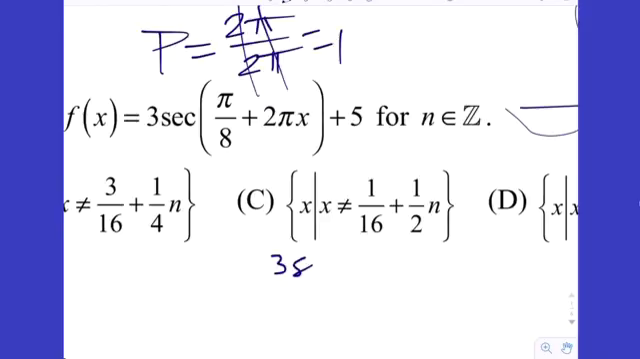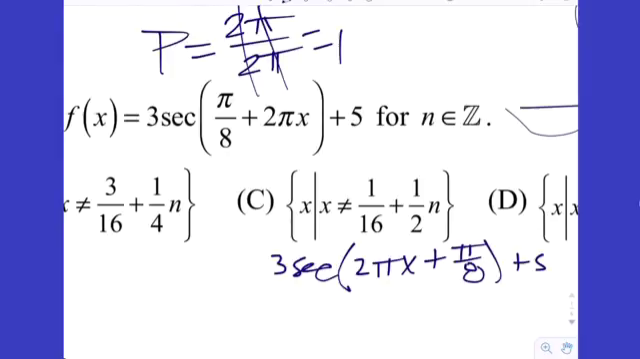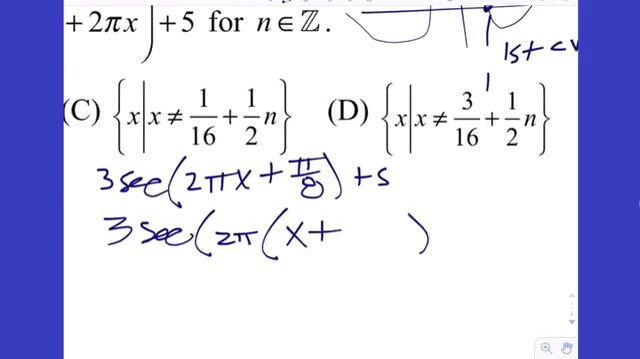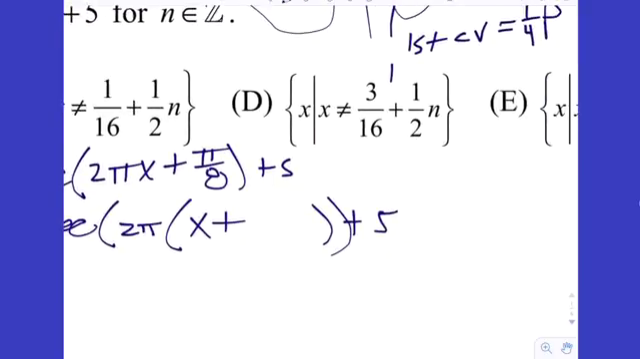So here we go. 3 secant of. I am going to do it in 2 steps. I'm going to put the x term first and then the constant second, because I don't want to do 2 things at once. If I try to chew bubble gum and walk at the same time, I'm going to swallow my bubble gum and I'm going to trip, okay? And that's not good. So 3 secant of, I'll factor out the 2 pi now, and I get x plus, and I have no idea what I get. I really don't know. So let me go off to the side.